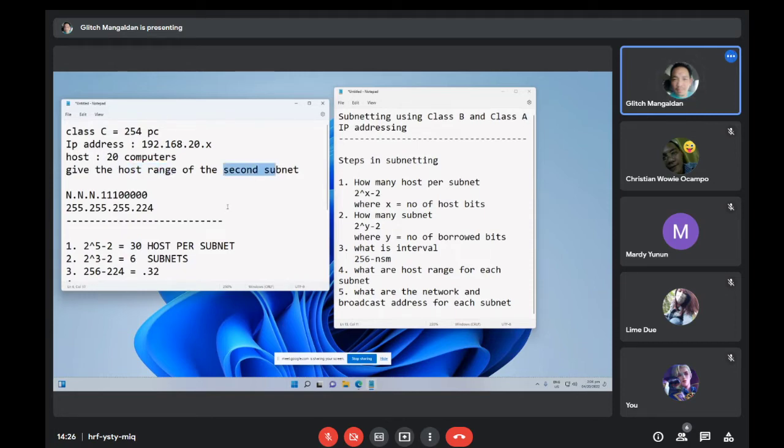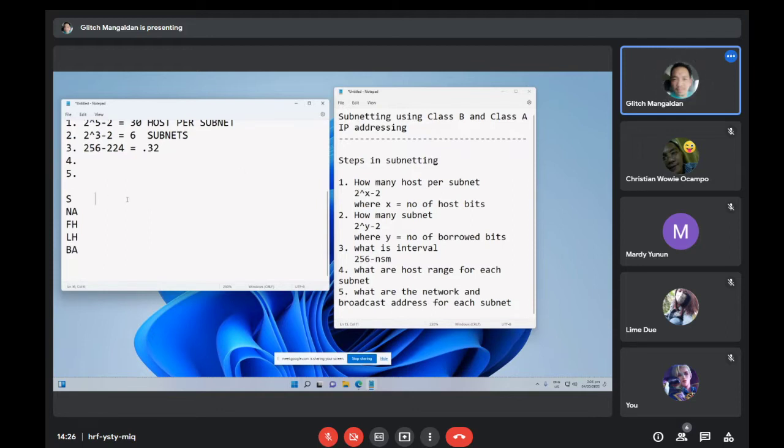Okay? So let's go back. So ang first subnet natin will be .32. Bakit .32? Kasi yan yung interval. And interval, yung sagot natin sa number 3. Yung second subnet niyan, okay, let's go now here, is mag-plus ka lang ng 32. So that is .64. Okay? Yung third subnet niyan will be 64 plus 32.